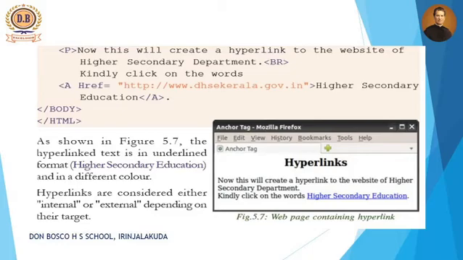Please look at the web page that is shown in the picture on the screen. In that you can identify higher secondary education in blue color with an underline. That means it is a hyperlink. When we click on higher secondary education, what will happen? It will move to a website. What is that website name? That is already given, dhsekerala.in, www.dhsekerala.gov.in. So this is an example of a hyperlink.